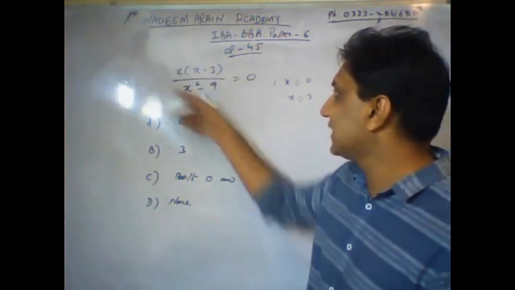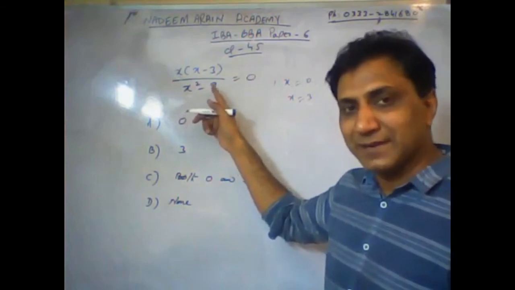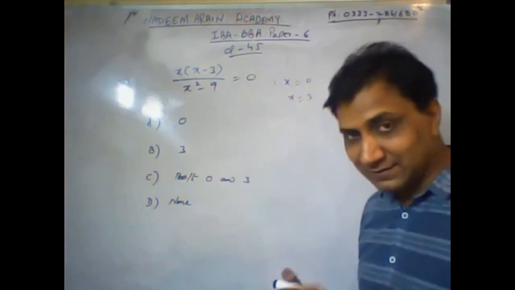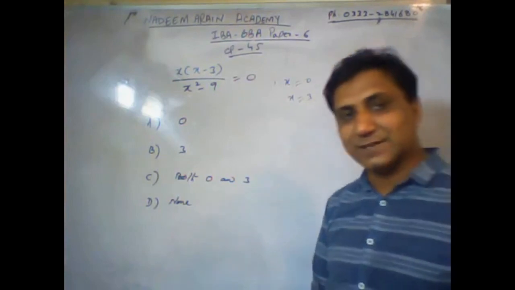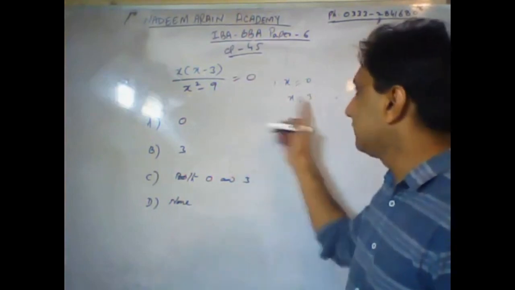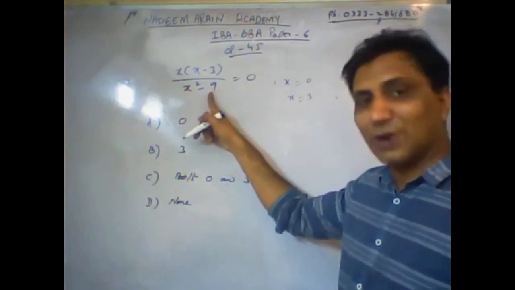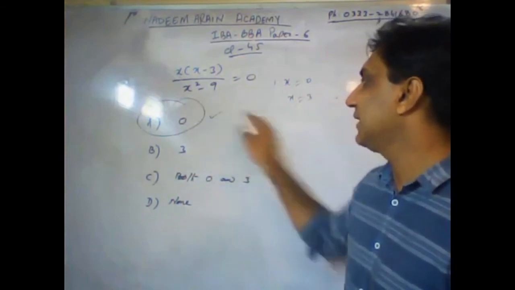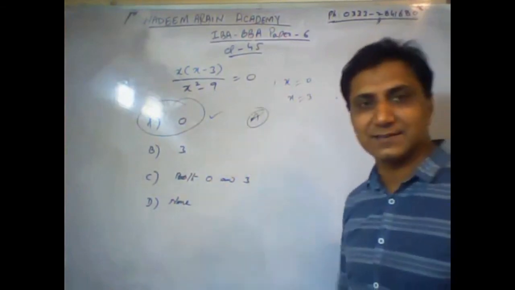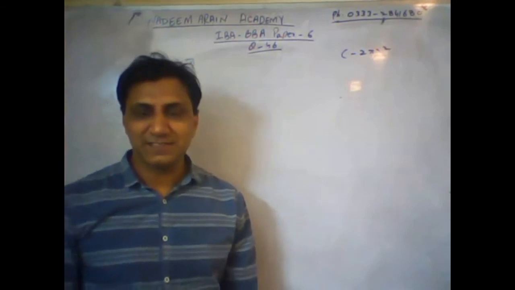Any value that should satisfy this expression. Satisfying means it should not be infinity. A question becomes infinity when you put 0 in the denominator. So if you put 3 here, this is 9 minus 9, that will be 0. So this should not be the answer. So x equal to 0 is the only option here. So option A is the answer. Thank you.